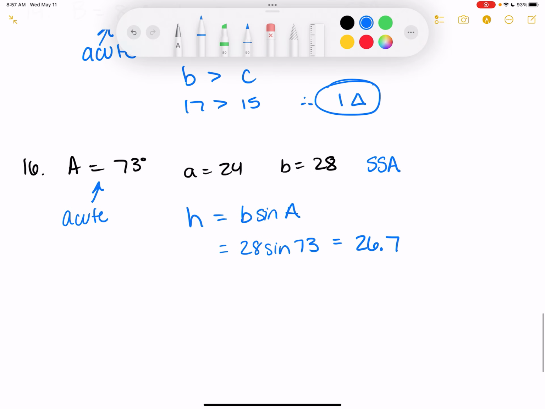Keep going. You can do it. Okay, there you go. So that means it's the first one, no triangle. We're looking at what's greater than H. H is greater than A, so no triangle.